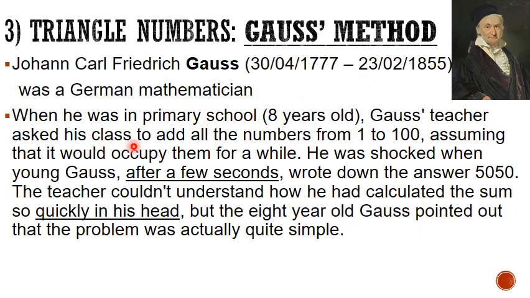His teacher asked his class to add all the numbers up from 1 to 100, like the previous question that I gave you. And the teacher assumed that this question would occupy them for quite a while because they are only P2: 1 plus 2 equals what? Then 1 plus 2 plus 3. But he was shocked that this young Gauss, after only a few seconds, wrote down the answer 5050. The teacher couldn't understand how he calculated the sum so quickly in his head. But the 8-year-old Gauss pointed out that the problem is actually quite simple.